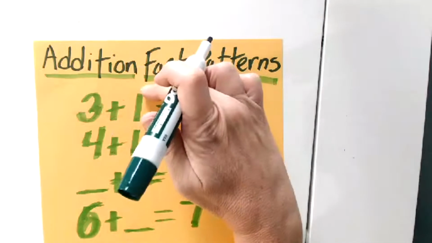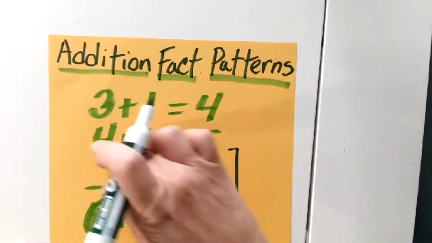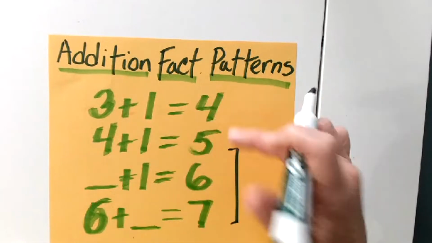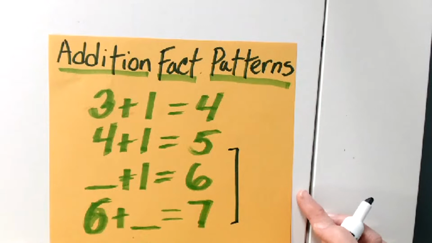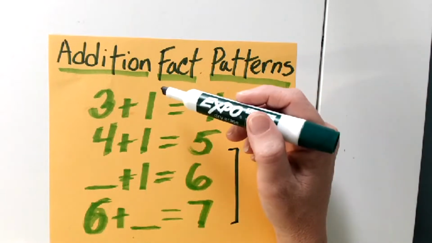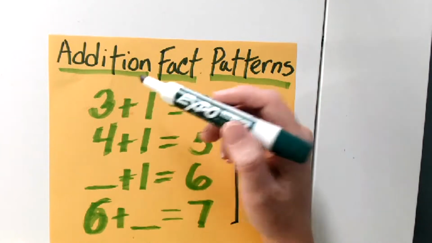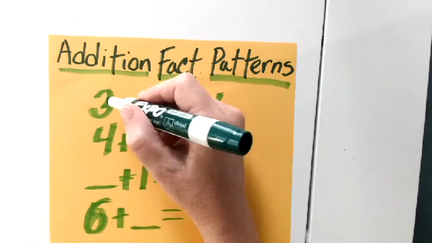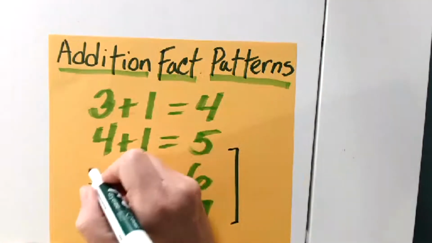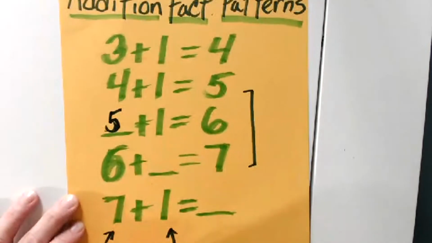3 plus 1 equals 4. 4 plus 1 equals 5. What would the next number in this pattern be? Do you notice my second addend is always 1. The first addend does what? The first addend, I go from 3 to 4 to 5. So I'm increasing by 1.